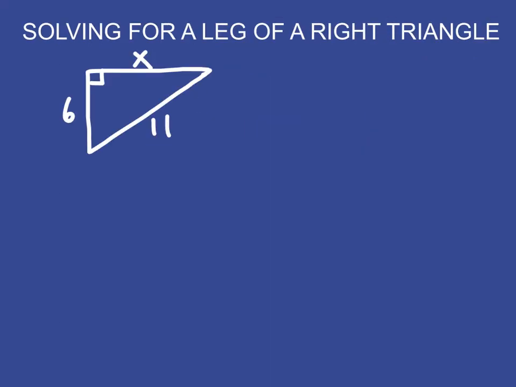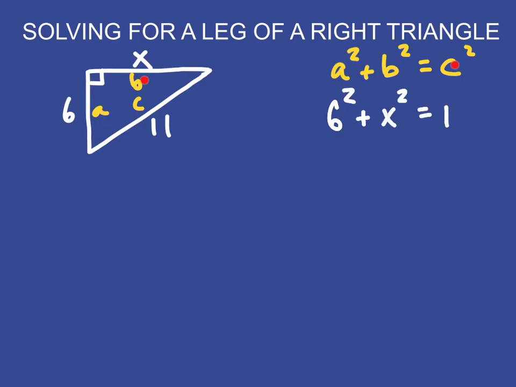Another way we could use the Pythagorean theorem is when you're solving for a leg of a right triangle, meaning one of the sides, not the hypotenuse. When you do this, you're going to do the exact same thing. Set up your a, b, and c, and let's write out our Pythagorean theorem. The only difference is that all of a sudden our x value is in the b spot, not the c spot. So let's go a squared, which is 6 squared, plus x squared is equal to 11 squared.